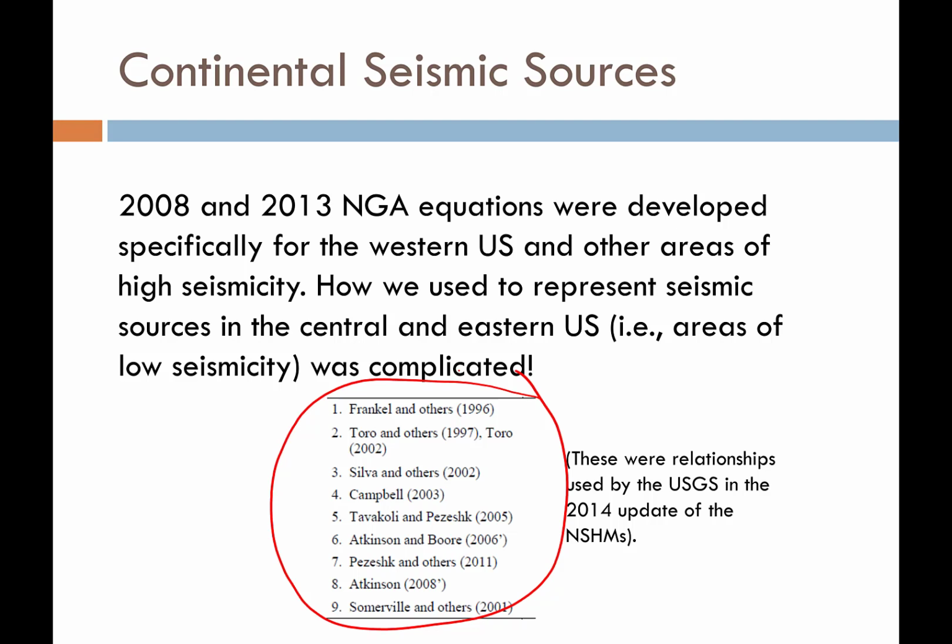Well, it's because, my friends, there was a ton of uncertainty. We didn't have a lot of historical ground motions in these low seismicity areas by definition. So it was difficult for us to predict any future events in these areas and have confidence in those predictions.